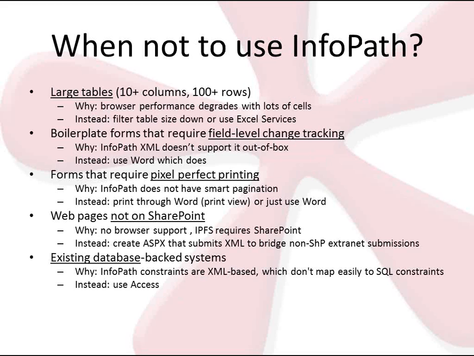Now, what about when not to use InfoPath? Well, a lot of you may have run into hurdles with InfoPath, and they typically involve really large tables. If you've got a form where you need to turn on field level change tracking, don't use InfoPath, use Word. Word has wonderful revision tracking. It doesn't have the XML support that InfoPath has, but it does have the revision tracking. In addition, if you need that pixel perfect printing option, well, InfoPath doesn't do pagination very well, so you're going to have to use something like Word for that. You can print through Word from InfoPath.